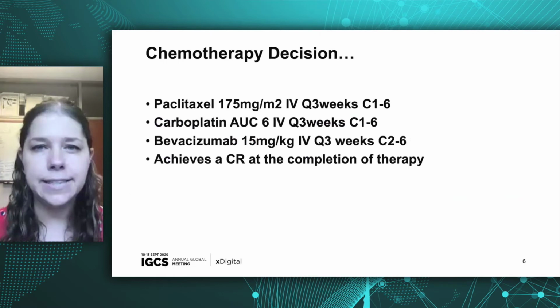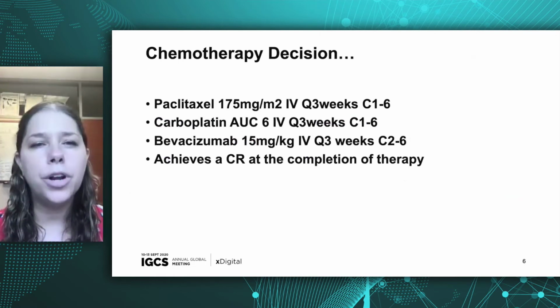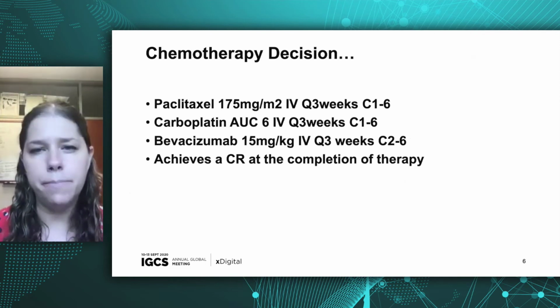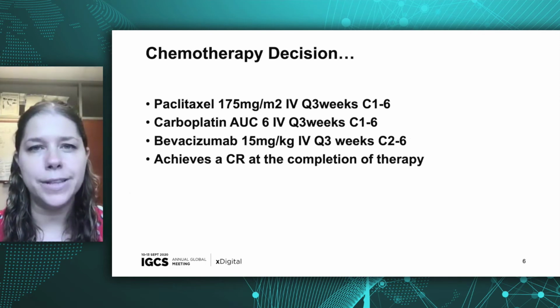So I've made a decision because I'm being definitive today, and we're going to utilize the combination of paclitaxel given every 3 weeks with carboplatin and bevacizumab. And we'll start that bevacizumab on cycle 2.